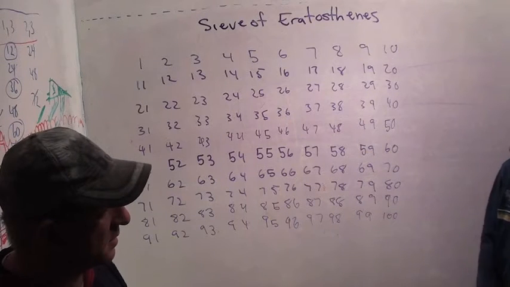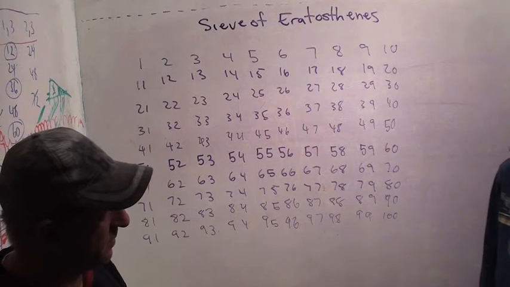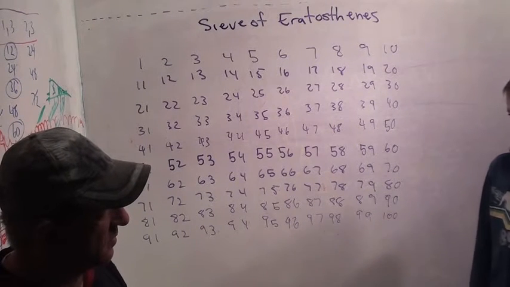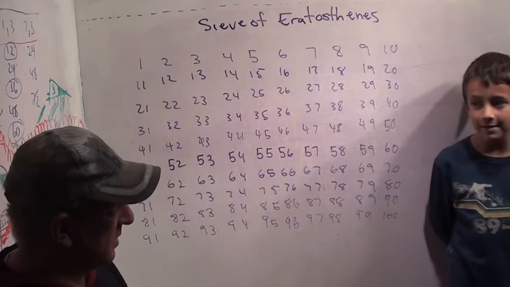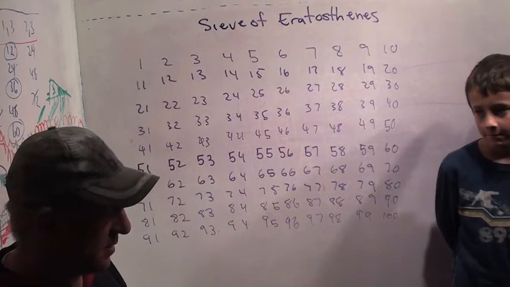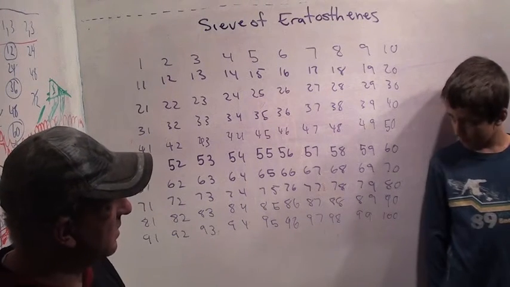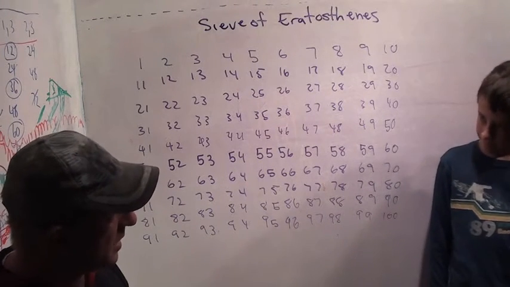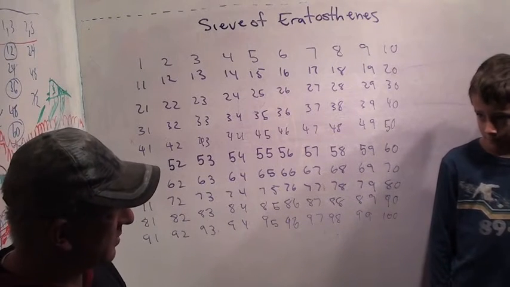Is 20 prime? No, it's divisible by 10 and by 2. Okay. Is 19 prime? Yes, because you can't have any two numbers that multiply together to be 19, or any two integers, I mean. Okay, so today I'm going to show you a neat way to find prime numbers.